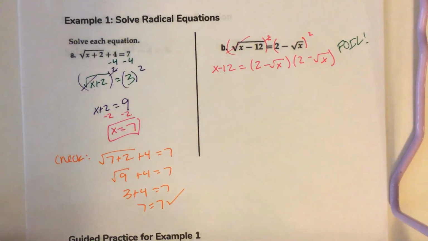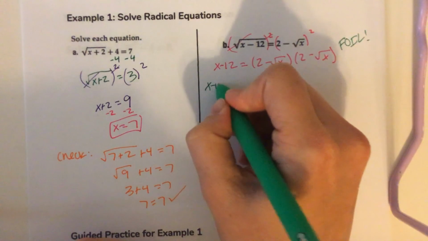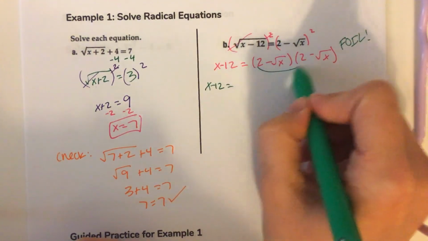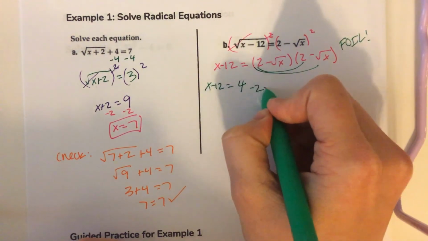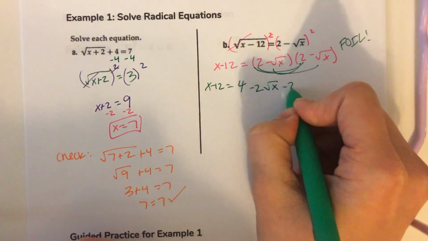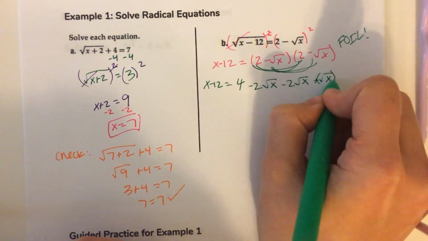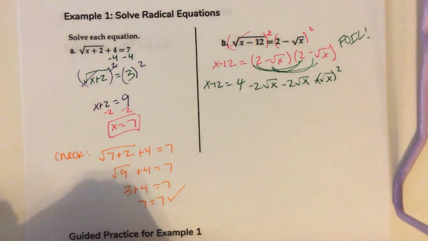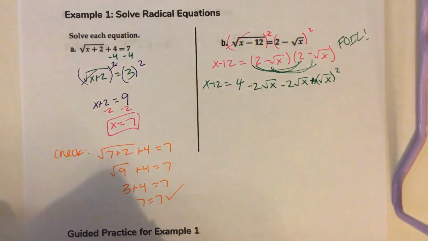Sorry about that. So now I'm going to FOIL. So I just have x minus 12 on this side. 2 times 2 is 4. Minus 2 square root x, minus 2 square root x, plus the square root of x squared. Can't really see my plus sign right there. Plus the square root of x squared.